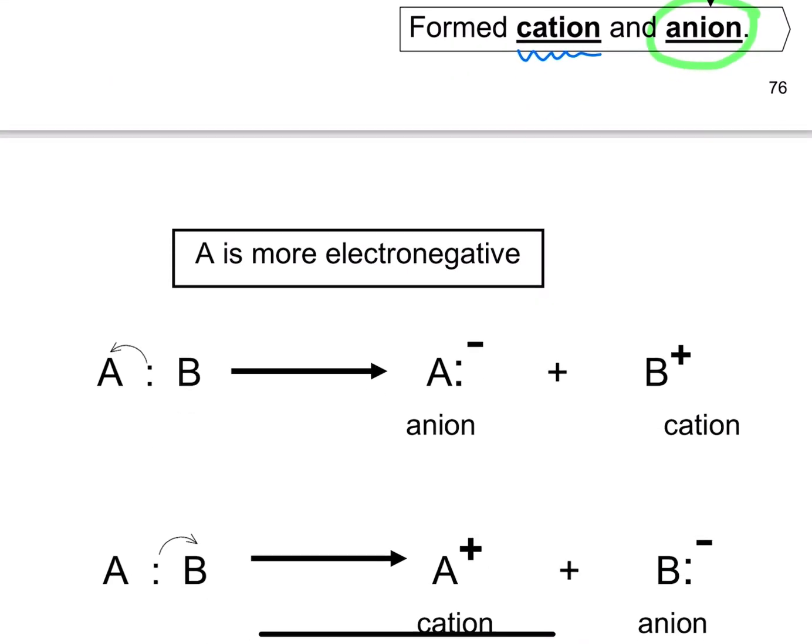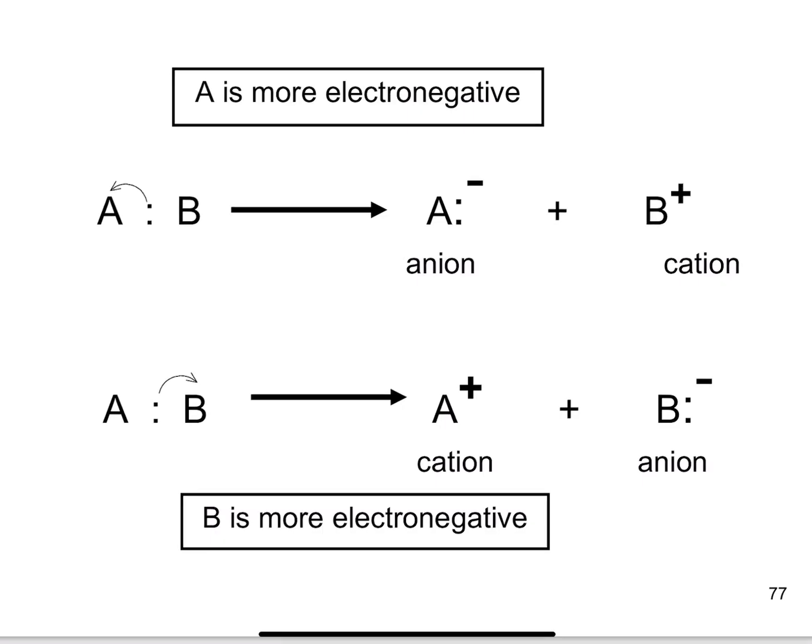Let's look at an example. As you can see here, in this situation, A is more electronegative than B. Thus, it will attract all the electrons from the single bond towards itself.